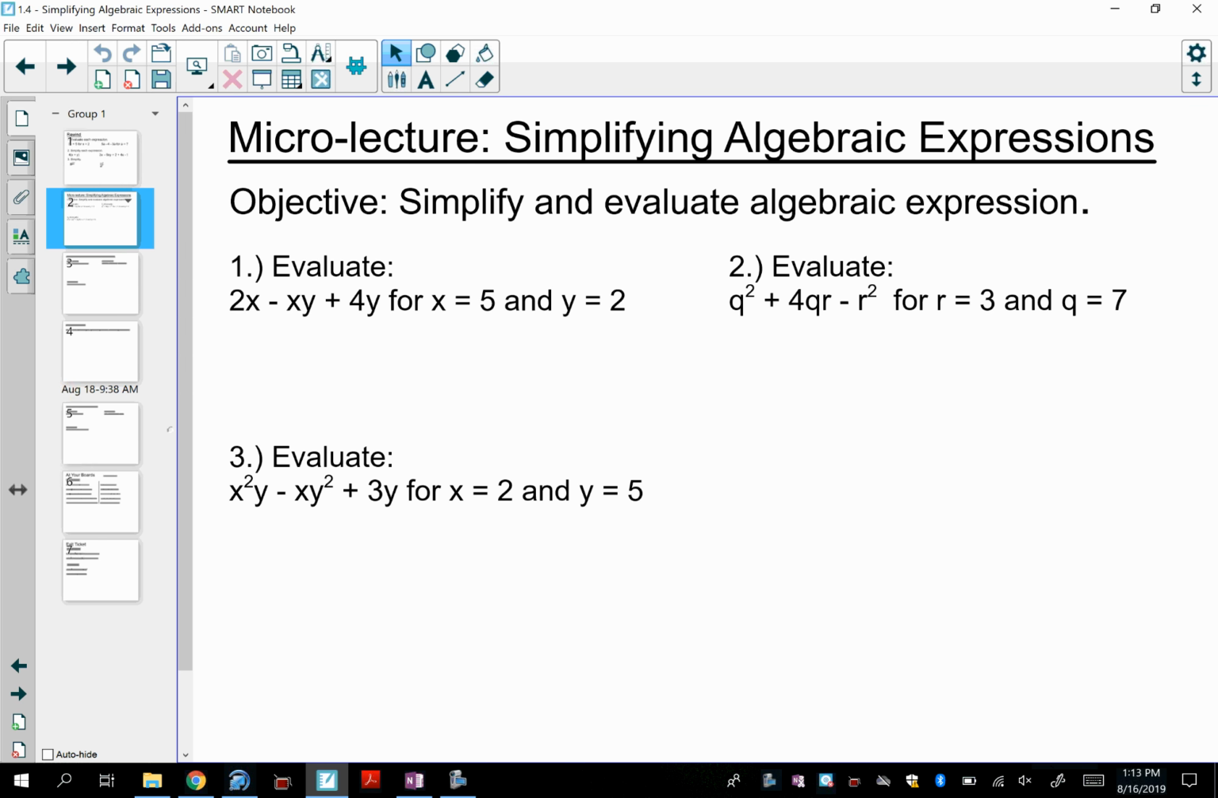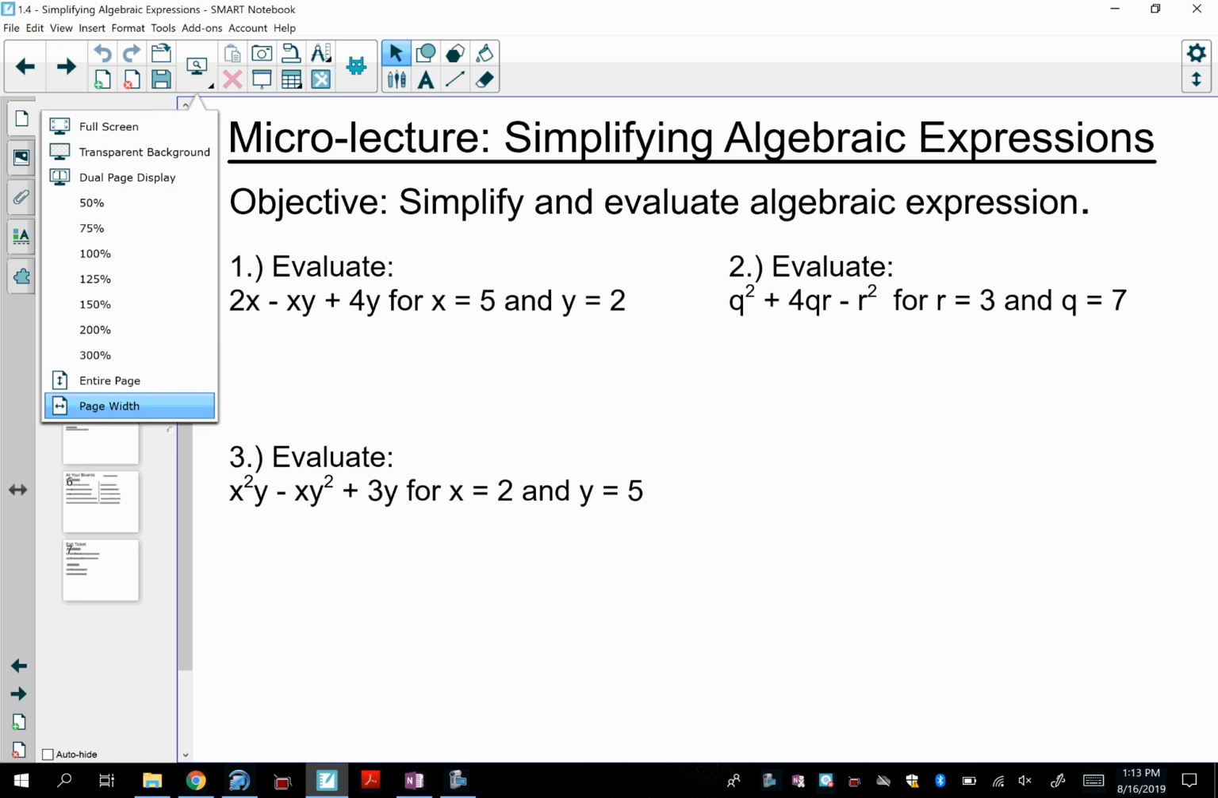All right, we're here with our period 6 Algebra 2 class, getting ready for 1.4, simplifying algebraic expressions. Yes, we're back. Let's do this.